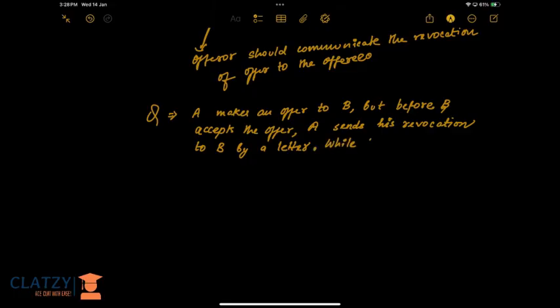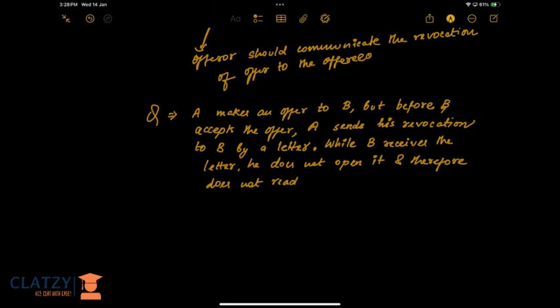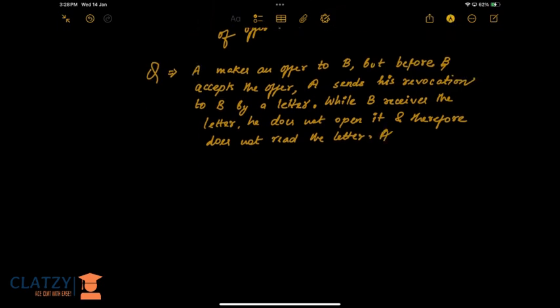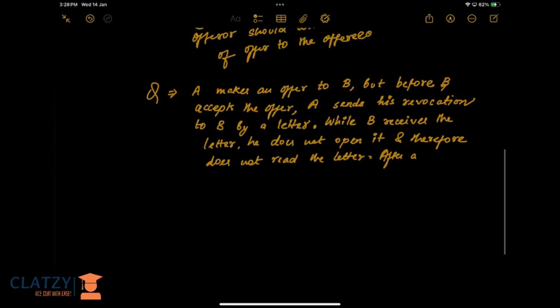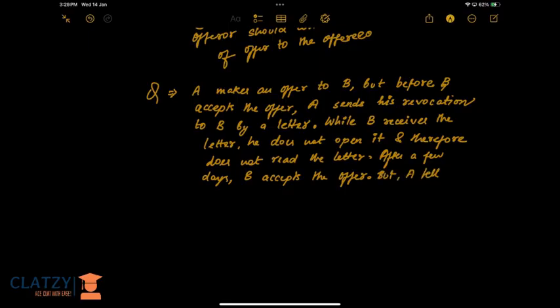While B receives the letter, he does not open it and therefore does not read the letter. Which means that B does not know that the offer has been revoked. After a few days, B accepts the offer. Okay, since B was not aware of the fact that the offer has been revoked, B has communicated his acceptance. But A tells him that the offer had already been revoked.